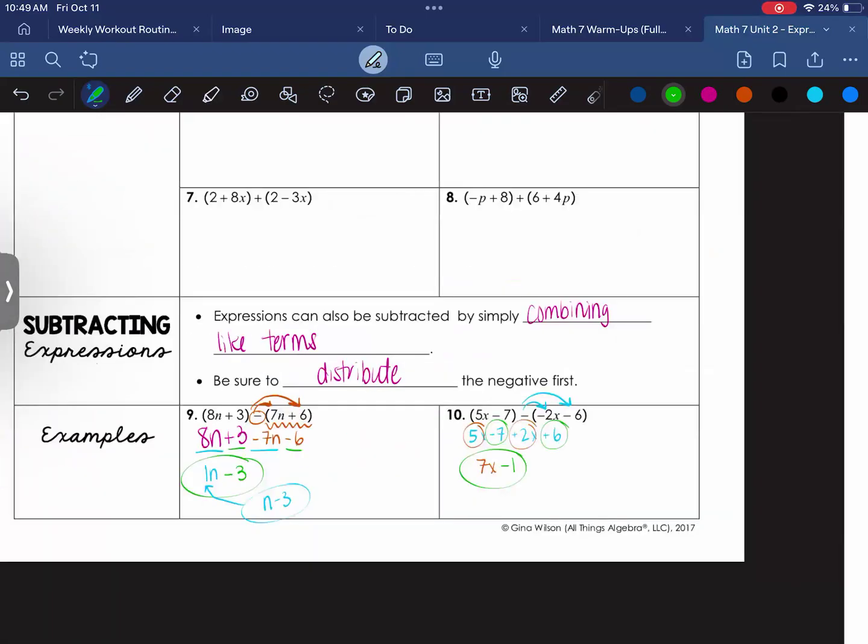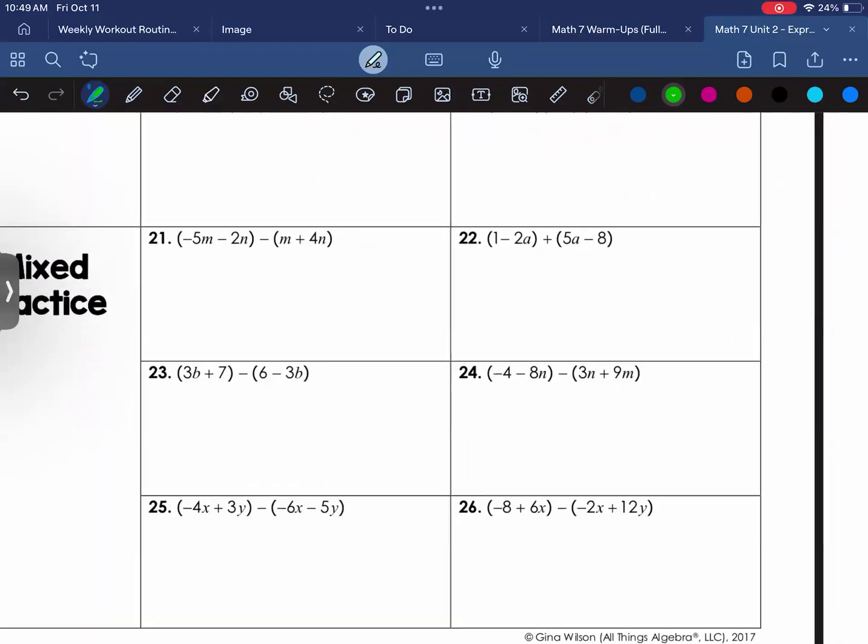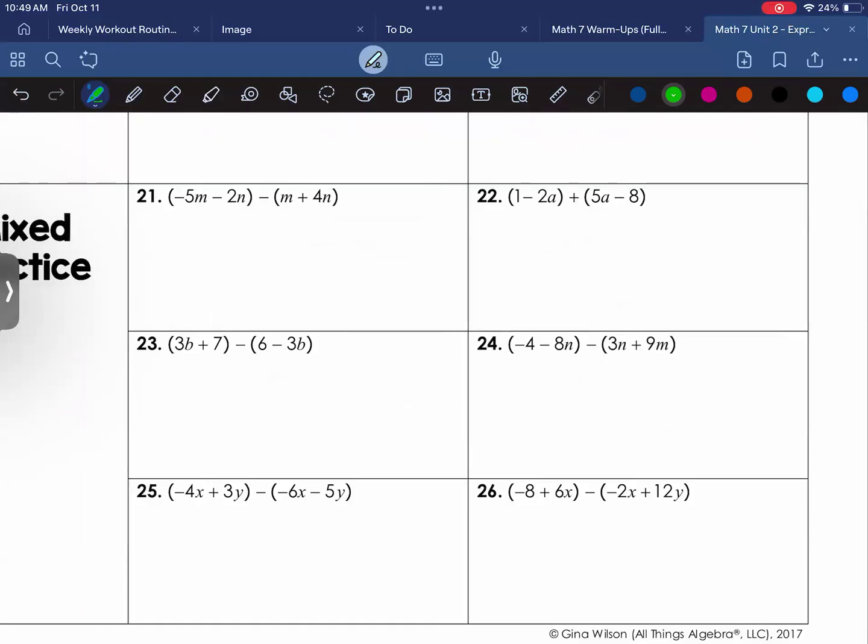All right, go ahead and flip onto the back. I want you to do numbers, let's see, let's do 22 and 25 on your own. So pause the video here and try them on your own.